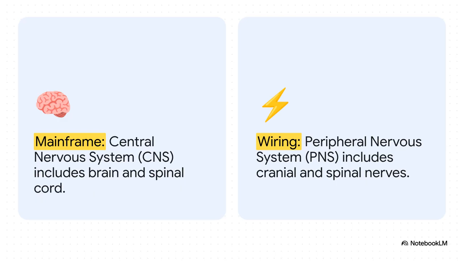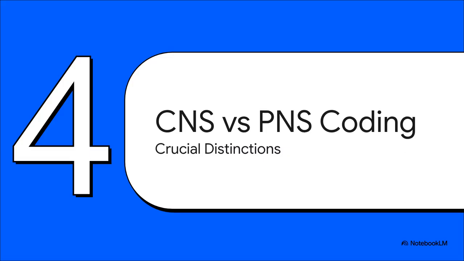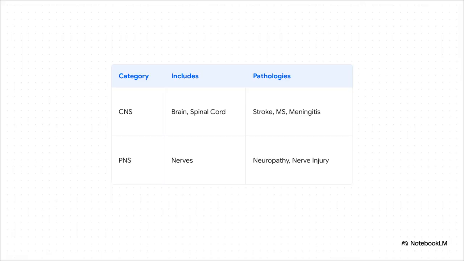If a patient's chart mentions something like dysautonomia or orthostatic hypotension, you are coding for a dysfunction in that specific autonomic wiring, and that guides you to a totally different neurological subcategory. Section 4, CNS versus PNS coding. So why does this anatomy matter so much? Because confusing a CNS condition with a PNS condition is one of the most common traps on the entire exam. And this brilliantly illustrates why.